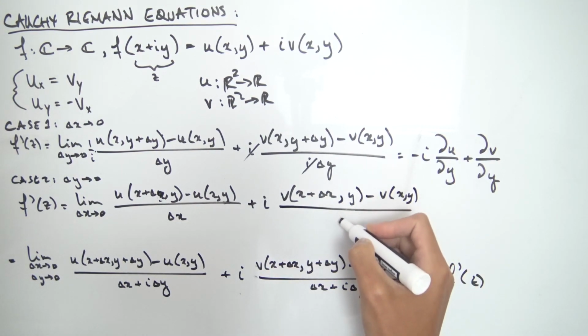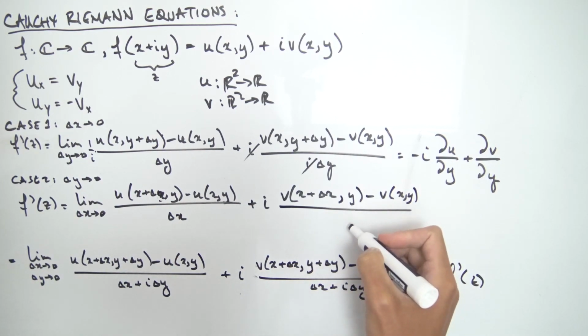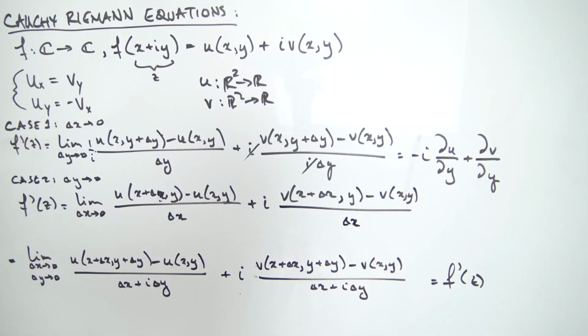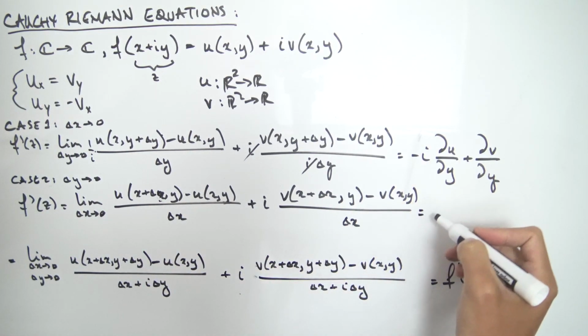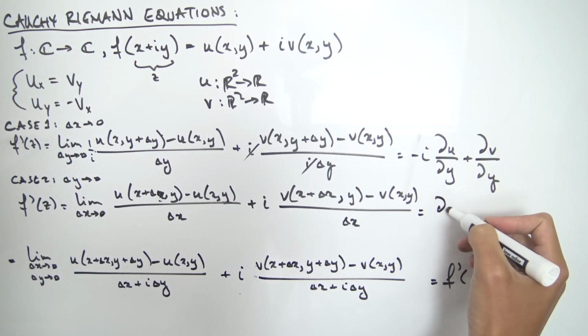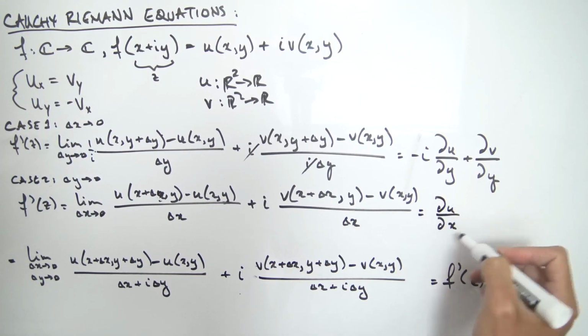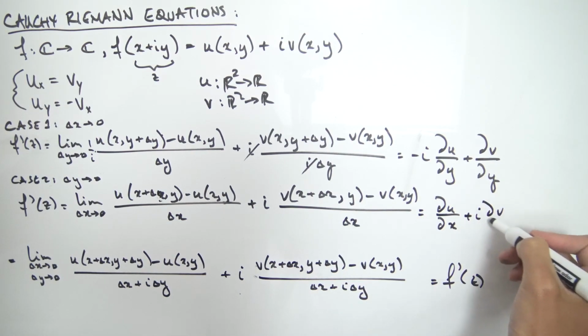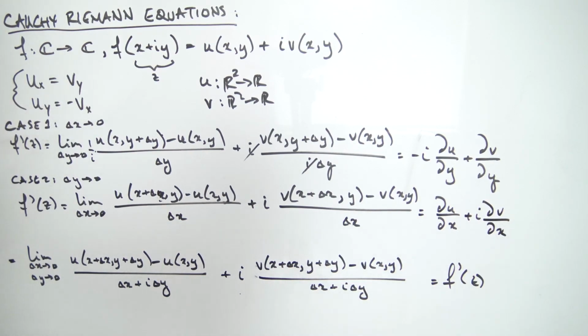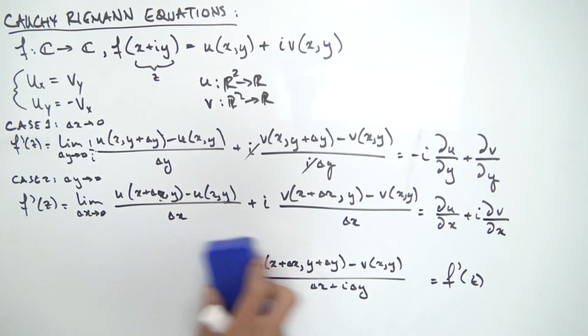And then this is divided through by, now again, delta y is gone, we're just left with delta x. Very similar to what we had before, both of these fractions are just looking at how our functions u and v change with respect to the variable x only. So this is going to give us the partial derivative of u with respect to x, and then plus i times the partial derivative of v with respect to x. Remember this is equal to f prime of z as well.